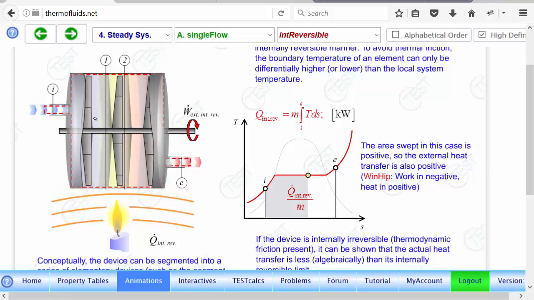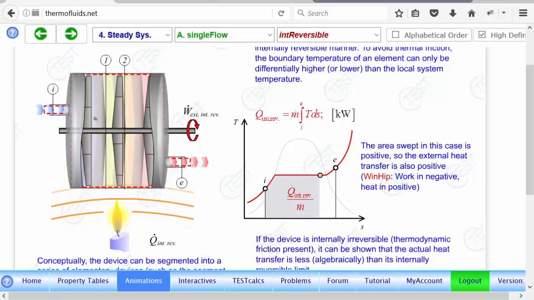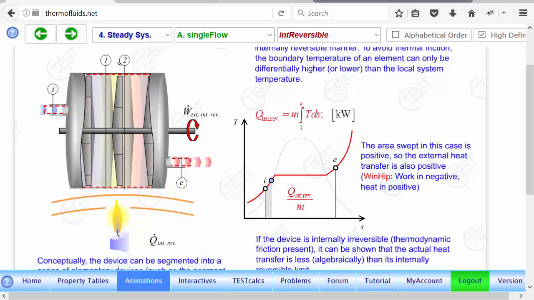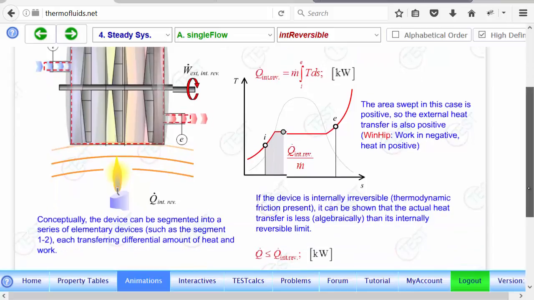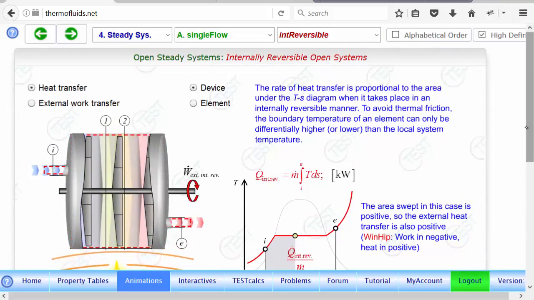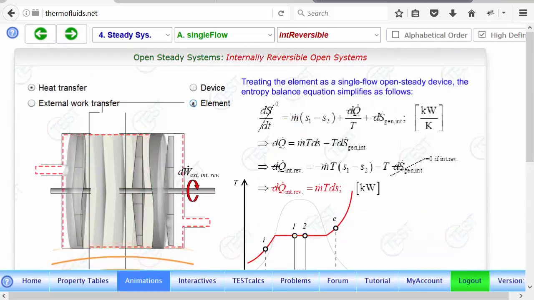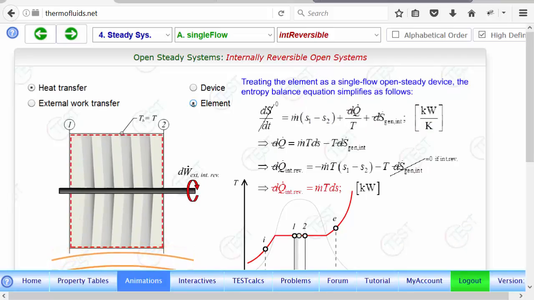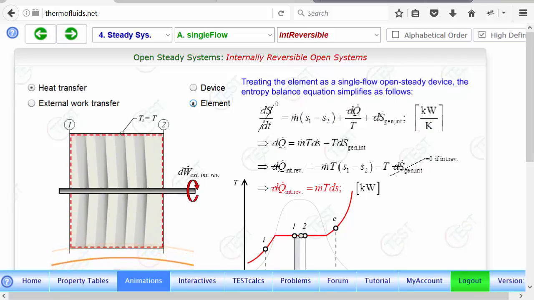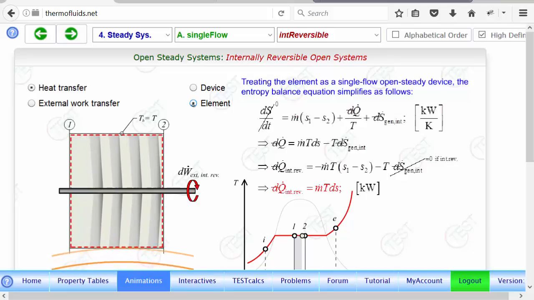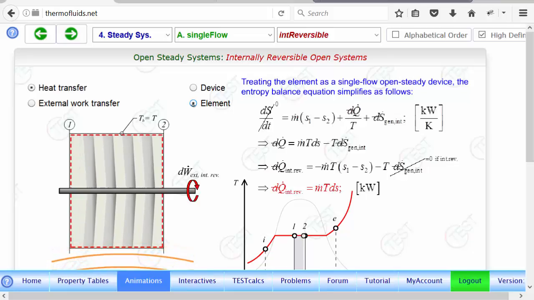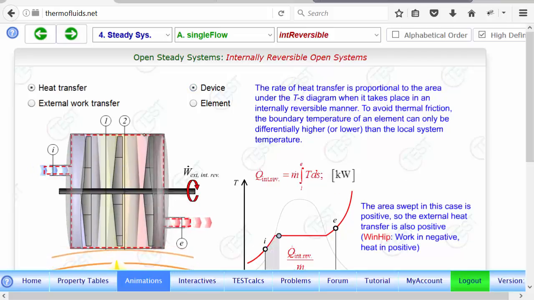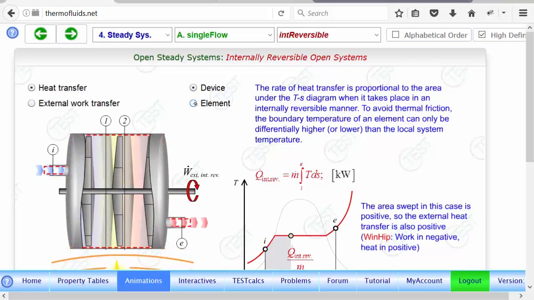So what we are trying to say is that if such a device can be broken into small sections, like 1, 2, suppose we go and analyze, instead of the entire device, an element. So we took an element. The idea is that this slice of a device handles the same mass flow, and there's a tiny bit of heat and work transfer involved. But if we sum up all these tiny slices, they add up to the entire device.